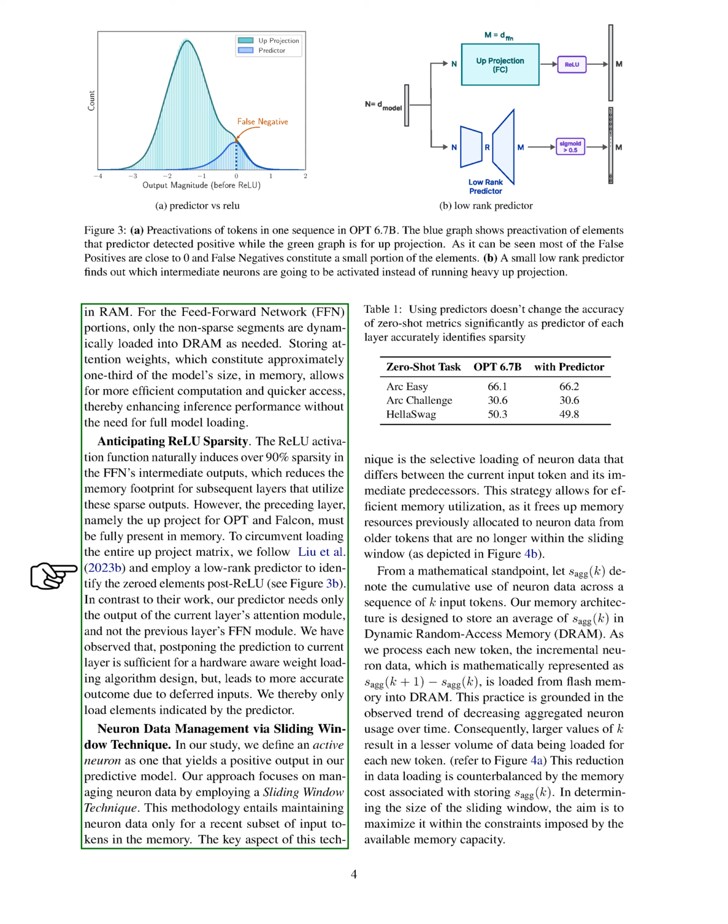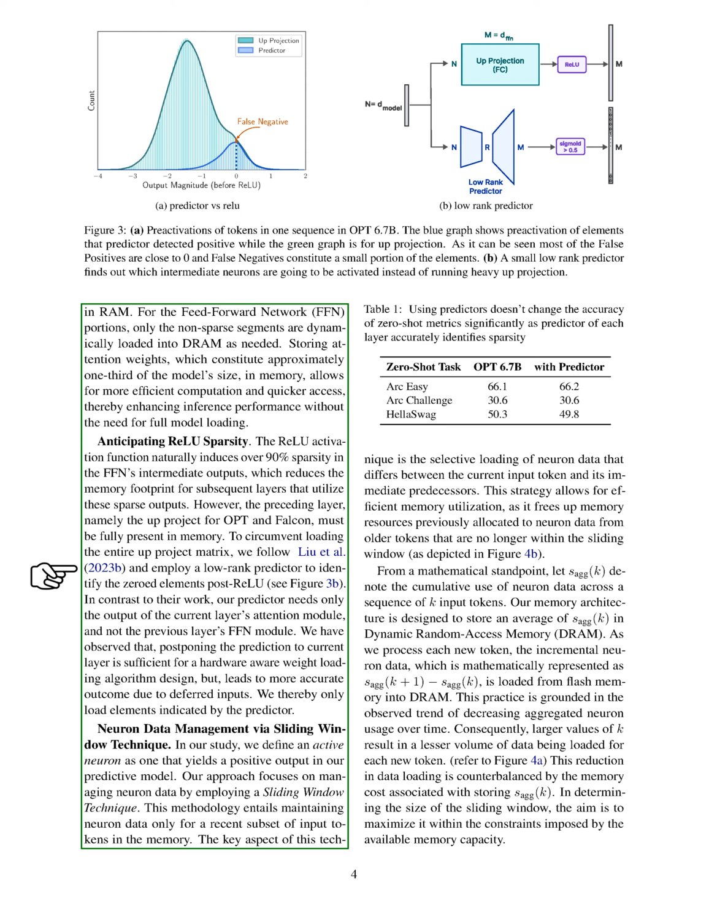To avoid loading the entire preceding layer, we use a low-rank predictor to identify the elements that will be zeroed out after the ReLU function is applied. Our predictor only needs the output of the current layer's attention module, not the previous layer's FFN module. We've found that delaying the prediction to the current layer is sufficient for designing a hardware-aware weight loading algorithm and leads to more accurate results due to deferred inputs. We only load elements indicated by the predictor.